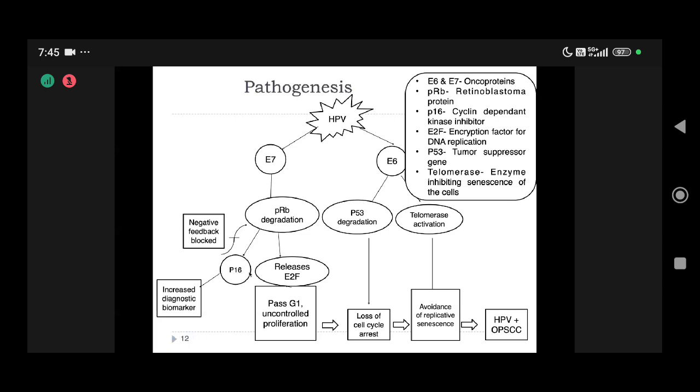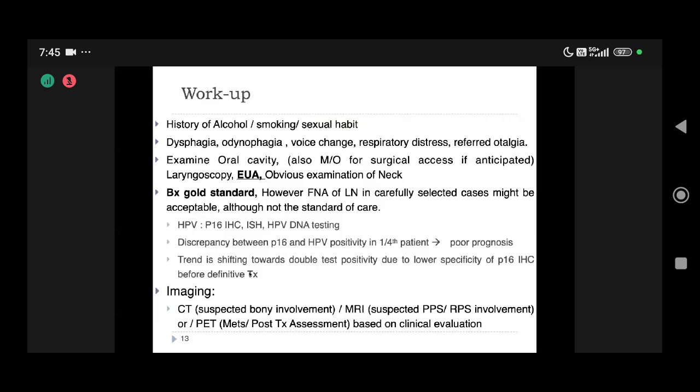So what we do most of the times is P16 IHC. It has its own limitations. We'll discuss that subsequently. Now coming to workup of oropharyngeal cancer, the workup basically remains as it is for any head and neck site. So you have to start with the history of the patient. You have to ask about history of alcohol, smoking, sexual habits. Sexual habits take an important precedence when it comes to oropharyngeal cancers because the HPV virus is sexually transmitted.